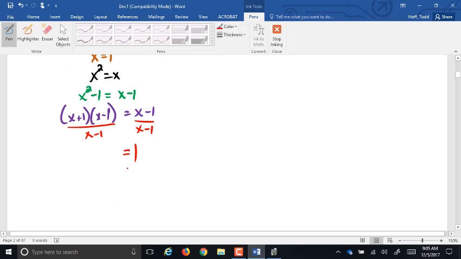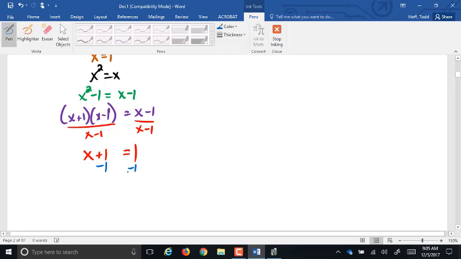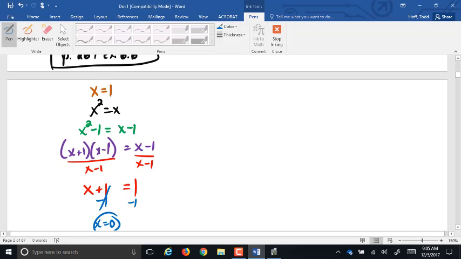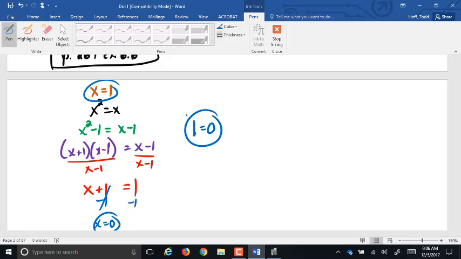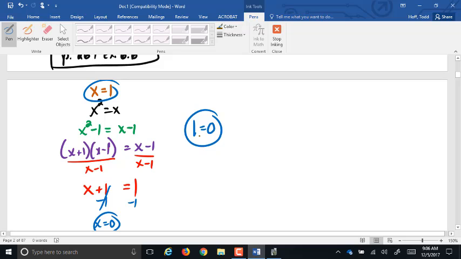X minus 1 divided by itself is 1. Same here, that's 1, so this is just x plus 1. And then I subtracted 1 to get x equals 0. But we started out with x equals 1. So if x equals 1 and x equals 0, then 1 must equal 0. Did anybody find the flaw in that? I mean, hopefully that's not correct, that 1 doesn't equal 0, because if it is, that means our whole theory of numbers is kind of worthless.